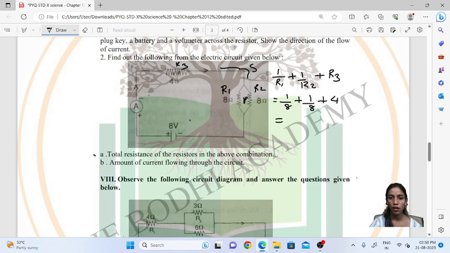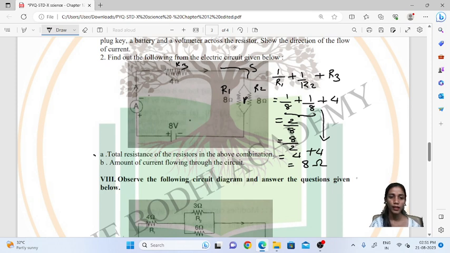Okay, so now first let's solve this part. The denominator is common, so this will be 2 upon 8, and further it will be 8 upon 2, which will be 4. And this plus will come down, so 4 plus 4, so the answer is 8 ohms. So the total resistance in the circuit is 8 ohms.